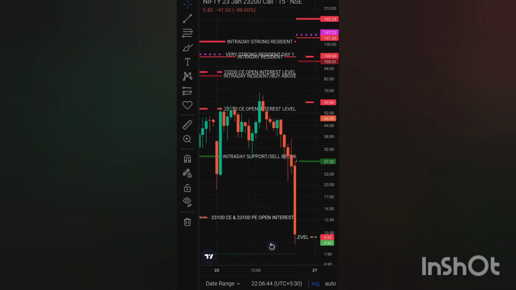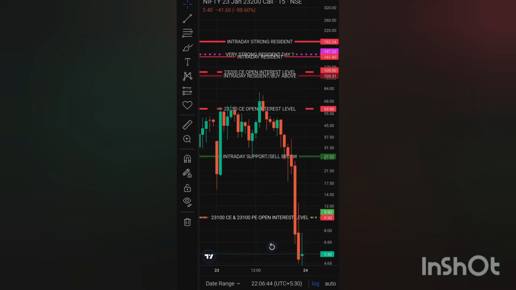Intraday strong resistance, marked at 182.24, this was the key level the price couldn't surpass. Very strong resistance, around 147.22, which again acted as a ceiling. Intraday support level, 27.22, once the price broke this level, it triggered further selling pressure.